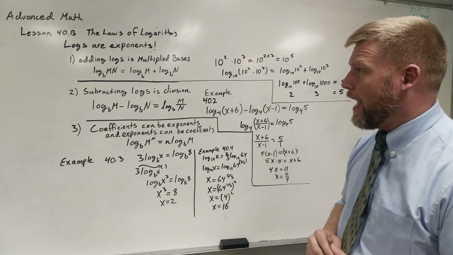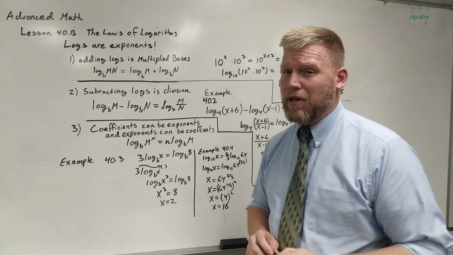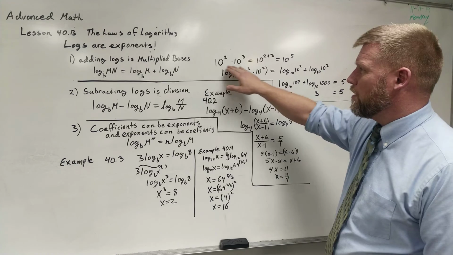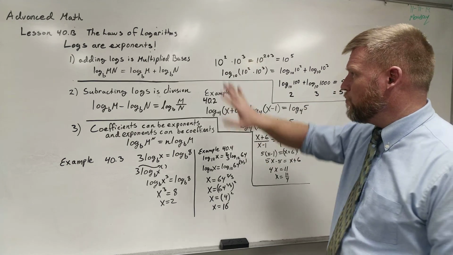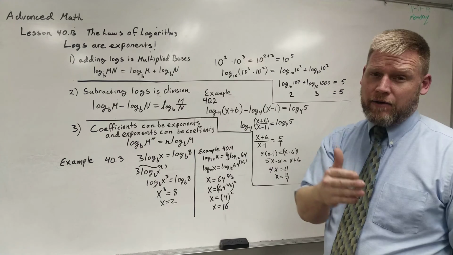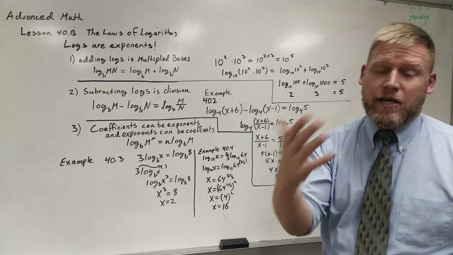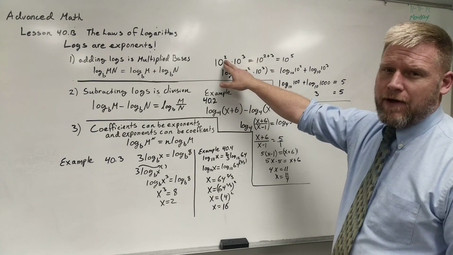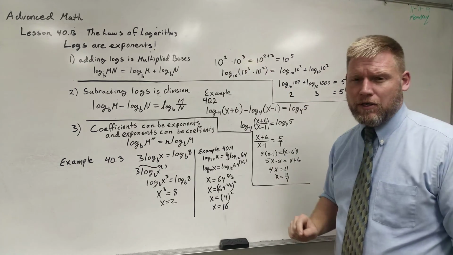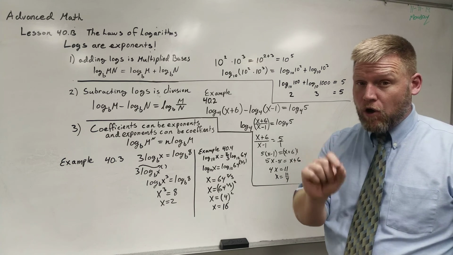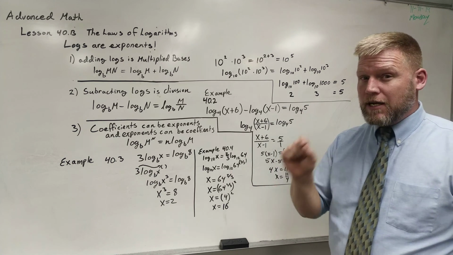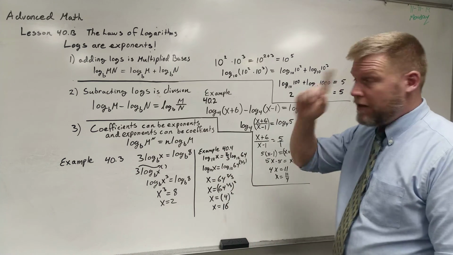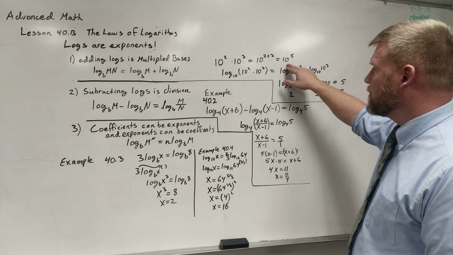Now, the first thing is adding logs is the same as multiplying bases. And let's look at the example here that we have. We all agree that if I said 10 squared times 10 cubed, and I didn't work those out, I just left them like that without saying 10 squared is 100 and 10 cubed is 1,000, but I just multiplied them together, I would then say, if I multiply their bases, I add their exponents. Now, if I stop right there and think about it, logarithms are exponents. That means that if I'm multiplying their bases, I'm doing what? Adding their exponents. Keep that in the back of your mind as we go through this. So this becomes 10 to the fifth.